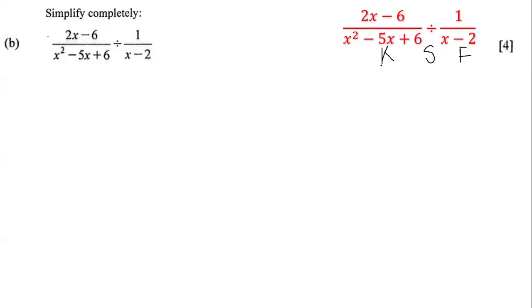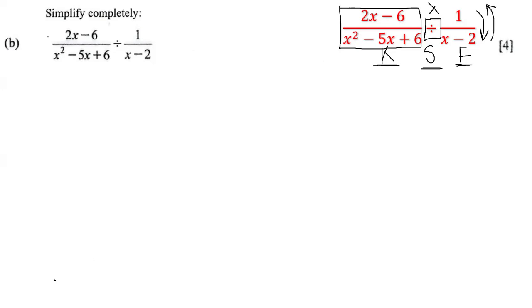Now, K means keep. So when we're dividing two fractions, we keep the first fraction untouched. It remains the same. The S stands for switch. So we switch the sign from a division sign to a multiplication sign. And then the F stands for flip, which means that we flip this fraction. The numerator becomes the denominator, and the denominator becomes the numerator.